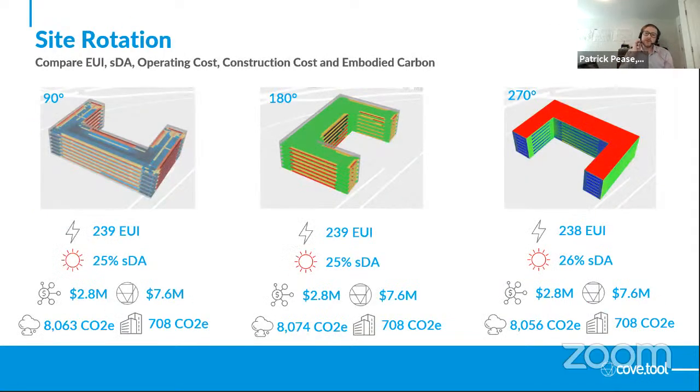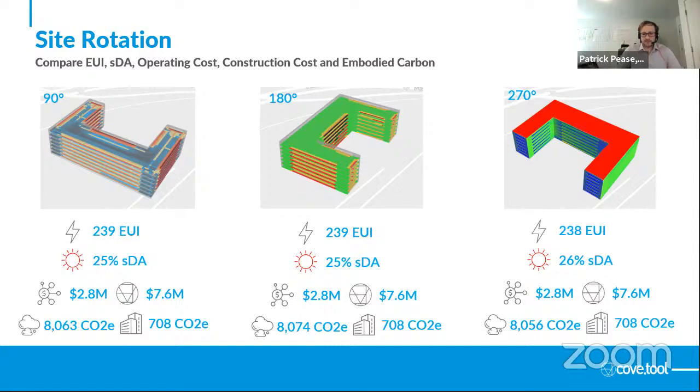So moving forward, we're going to do some site rotations, because I have a very empty site. So in theory, I could put this building any way I want to on the site. Just doing the typical 90, 180, 270 degree rotations, I get my results again, and there's not much difference. So my EUI is pretty steady. My SDA is pretty steady. My costs are pretty steady. In this case, embodied carbon is exactly the same, because I didn't actually change anything about the envelope when I rotated.